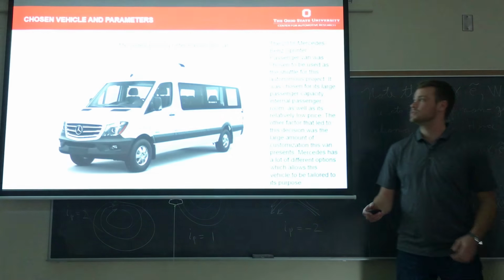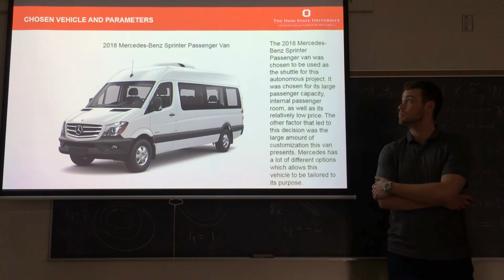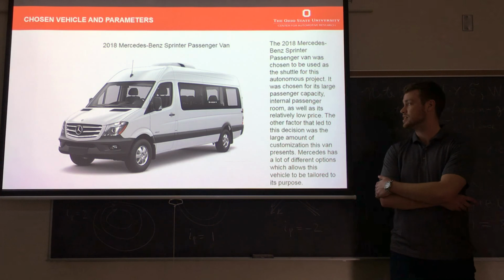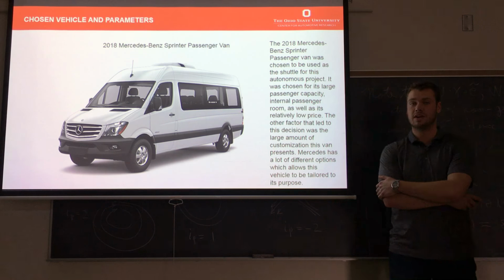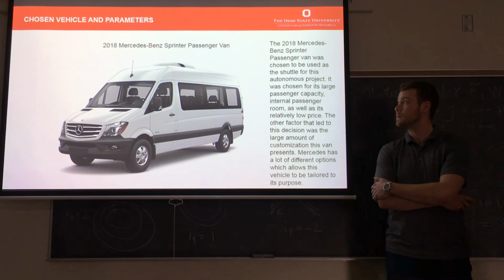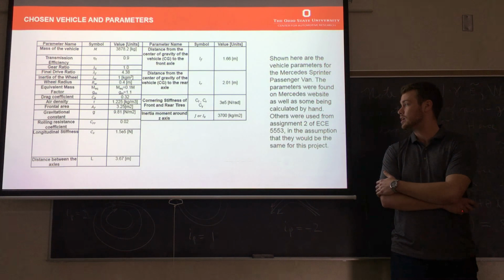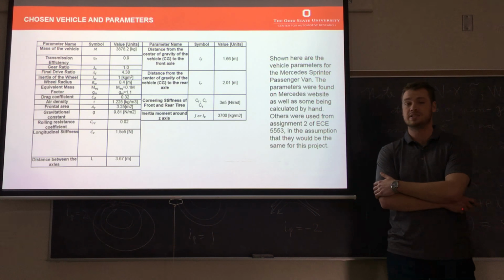So for our choice of shuttle, we chose the 2018 Mercedes-Benz Sprinter passenger van. It was chosen because of its large seating capacity, as well as the fact that it's very customizable for what we would need it for. These are the parameters that we used. Most of these were found online, and they were used to help us in our simulations.